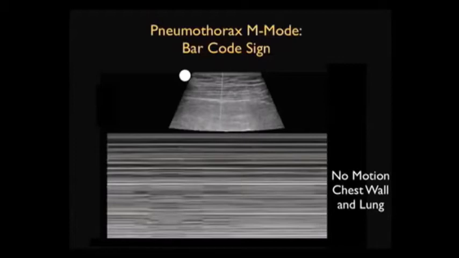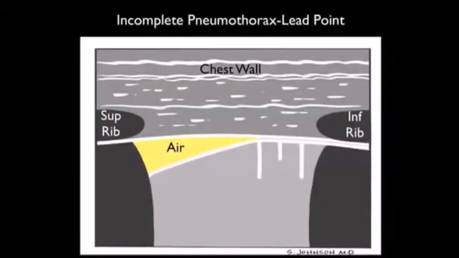Here's a pictorial showing an interesting finding, the signature of an incomplete pneumothorax known as the lead point. And what we see is an incomplete pneumothorax with air collecting to the superior aspect of the image to the left, thus splitting the parietal from the visceral layers and causing an absence of lung sliding superiorly. However, as the lung is coming up against the chest wall to the right or inferiorly, that's where we'll see the presence of horizontal lung sliding and the presence of the vertical comet tails.